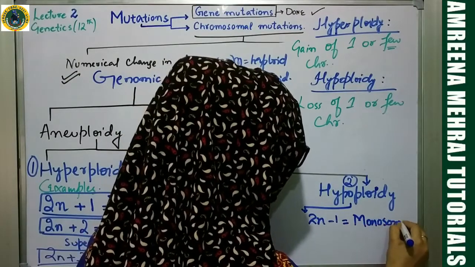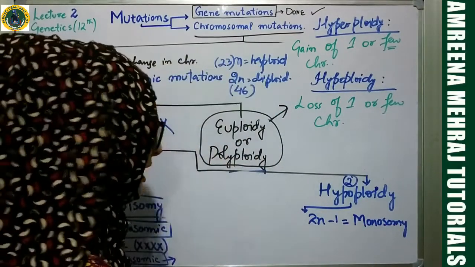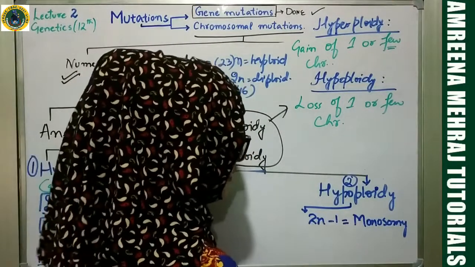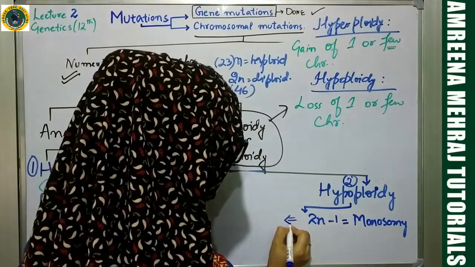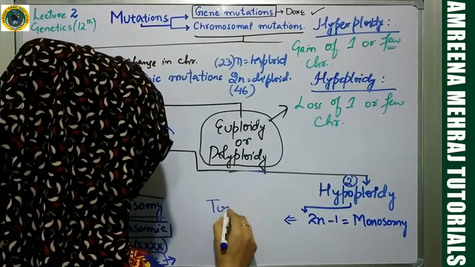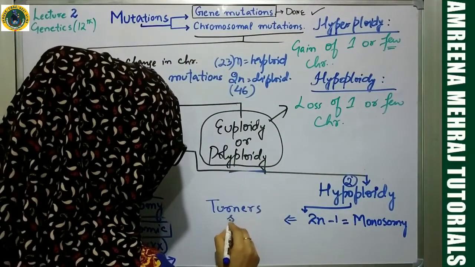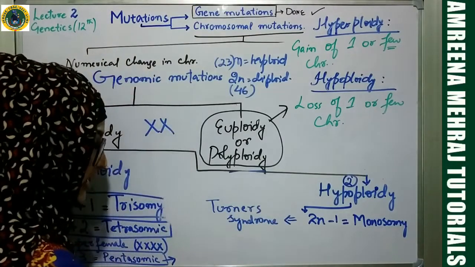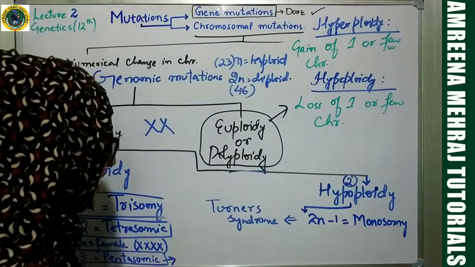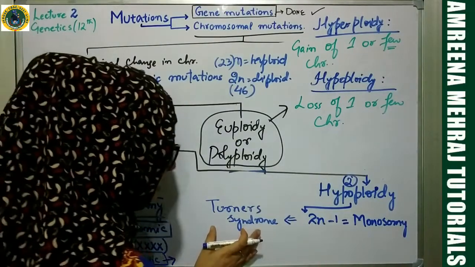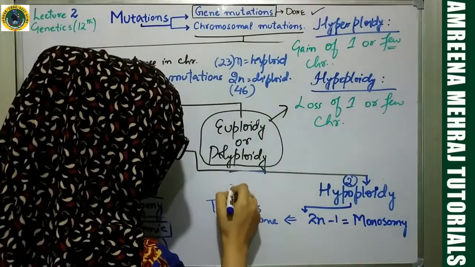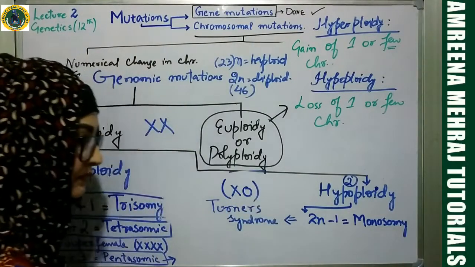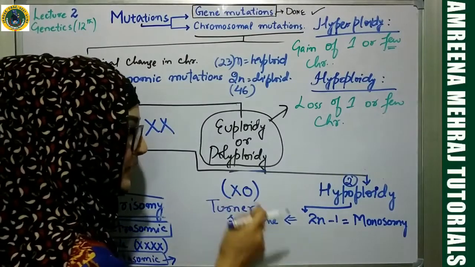You can remember it like this. Mono because one chromosome was lost. Tri because you have 3 chromosomes. Mono because one is lost. This condition you will be able to see in Turner syndrome. It's very simple. We will go into the details of these diseases once we start genetic disorders. Now, in Turner syndrome, a female has only one X. Another X chromosome is missing. The genotype is X0.